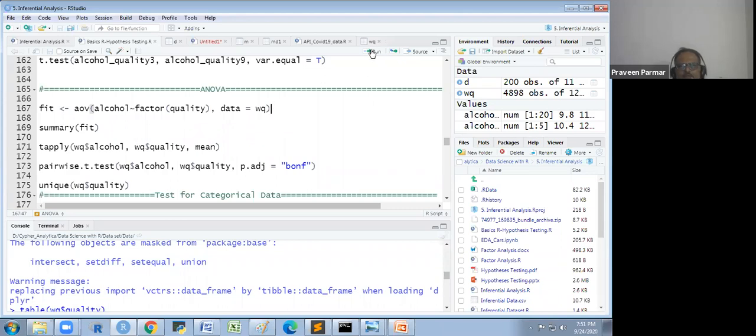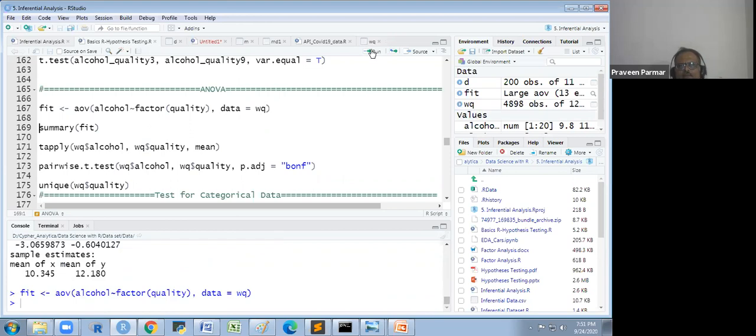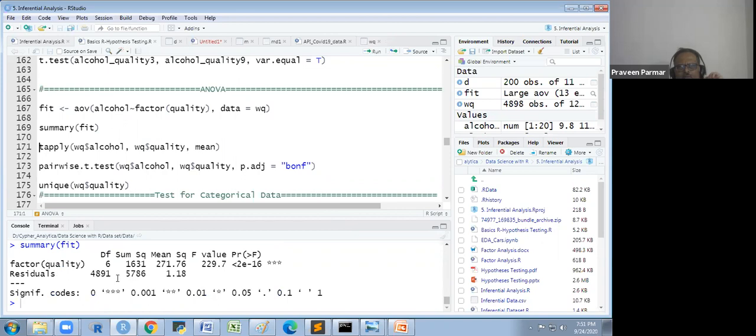And here I run this, and then I will show you the summary of this fit. I have given the fit name. So the degree of freedom is 6. Why? Because it is the factor quality. Quality has 7 levels, so n minus 1, 6. Does that make sense to everyone? Is there any doubt?